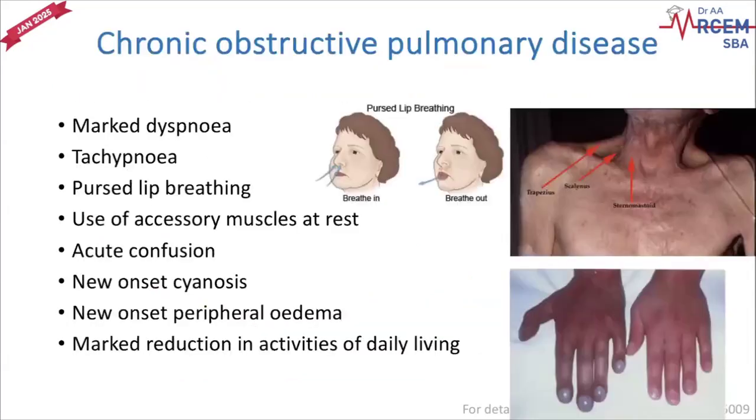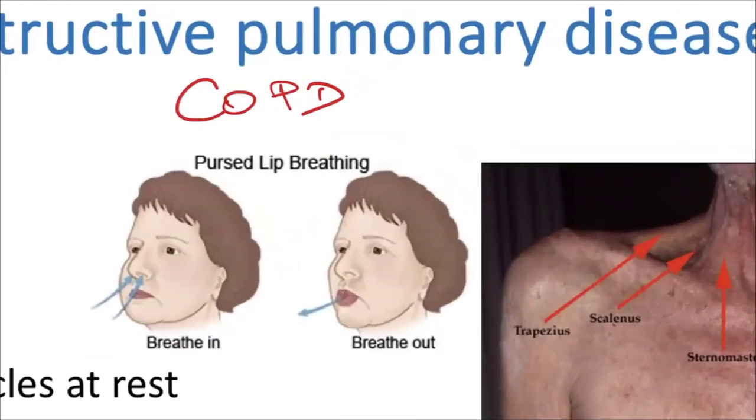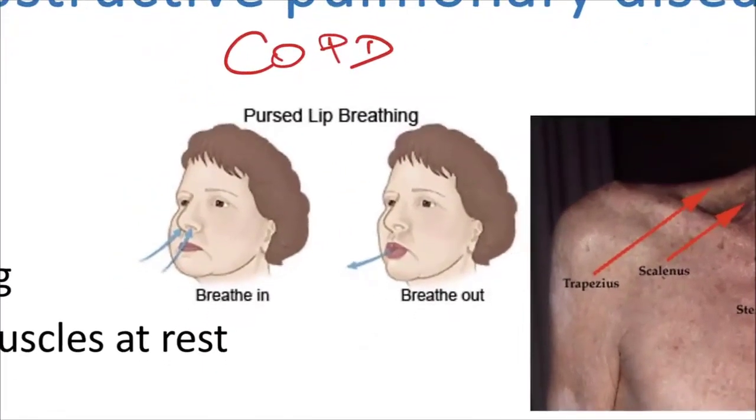Now we are going into chronic obstructive pulmonary disease, COPD. Usually the patient is already diagnosed with COPD. They present with worsening of symptoms, and the main symptom most of the time is worsening shortness of breath. Because he's breathless and hypoxic, he will have some tachypnea. There might be a classical finding known as pursed lip breathing.